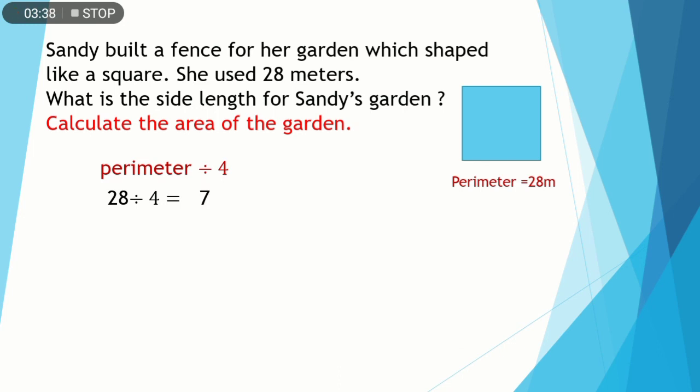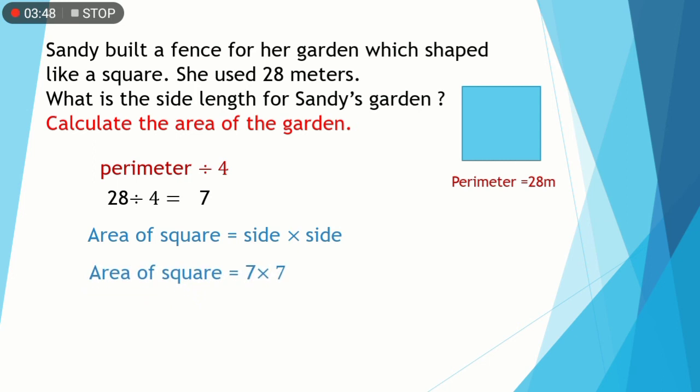Now the side length equal 7. The area of a square equal side times side. It means 7 times 7 equal what, grade 3? Yes, right, excellent, 49 square meters. This is the unit. The next one.